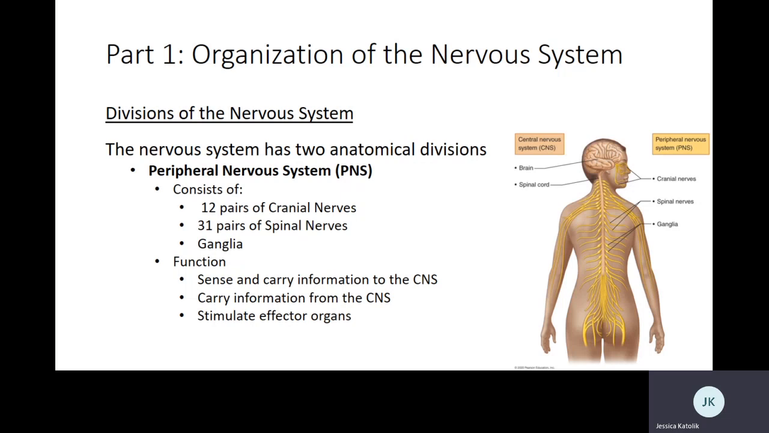So to summarize, there are two anatomical divisions: the central nervous system, which consists of the brain and spinal cord, and the peripheral nervous system, which consists of cranial nerves, spinal nerves, and ganglia.